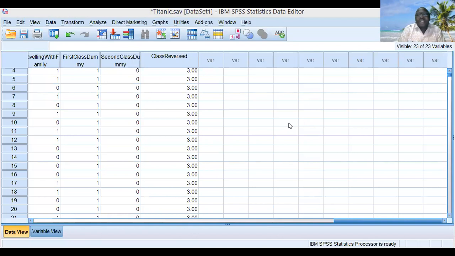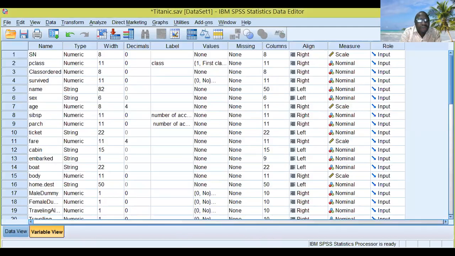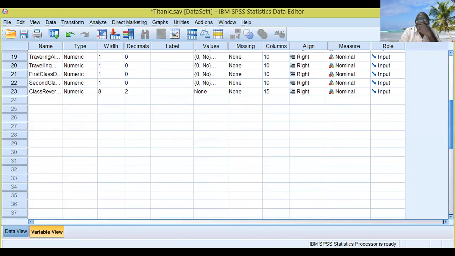No problem. Now you can go to variable view and remove that decimal place. Click on variable view. Go to the last one, the one you just did now, the transform reverse class. Remove the 2 decimal places from it. Okay.